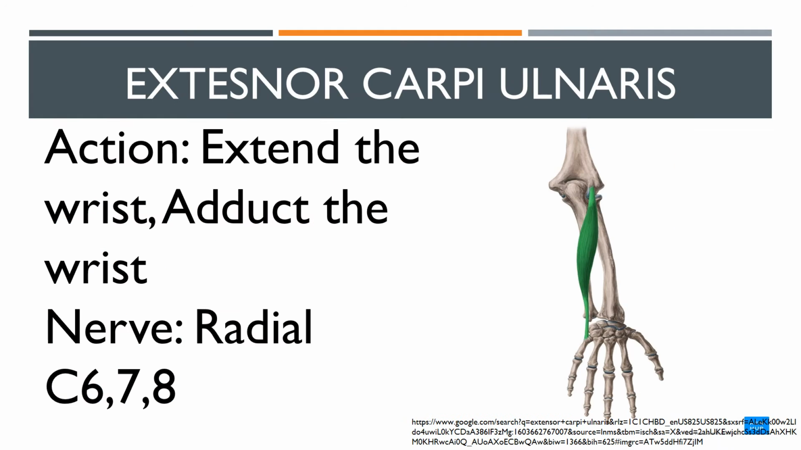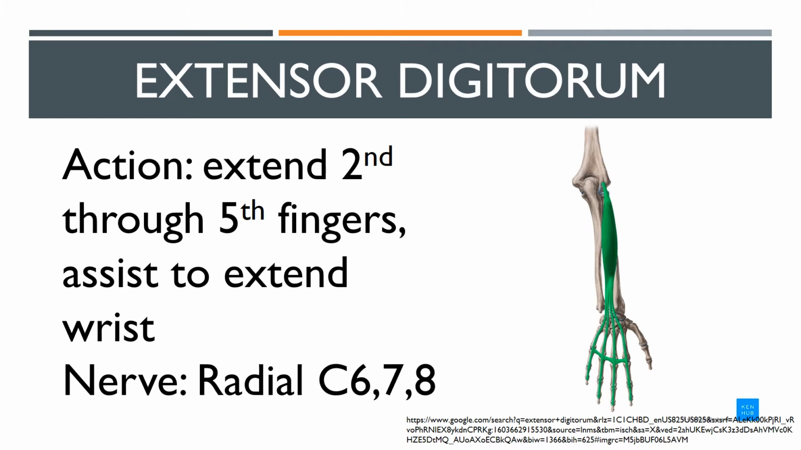Extensor carpi ulnaris extends the wrist and adducts the wrist. The nerve is radial C6, 7, and 8. Extensor digitorum extends 2 through 5 fingers. It also assists to extend the wrist. The nerve is radial C6, 7, and 8.